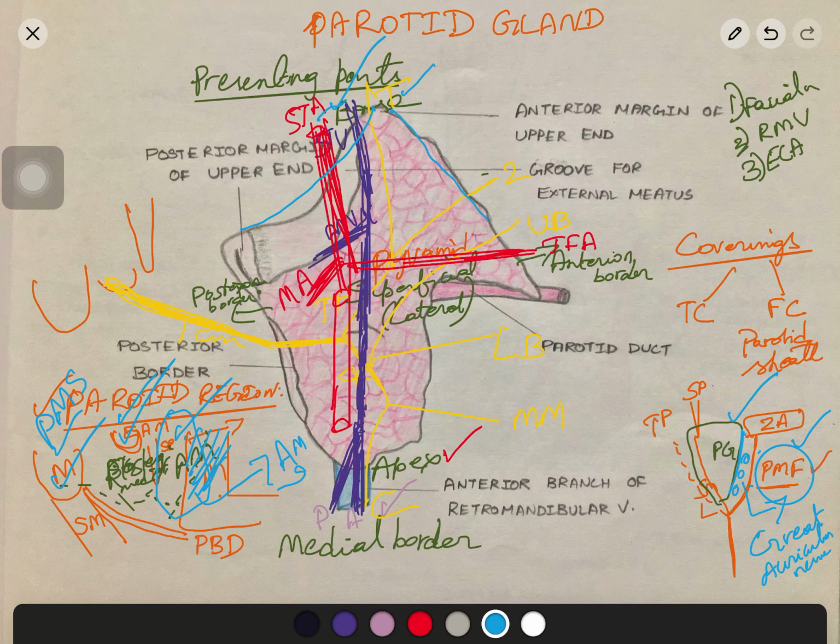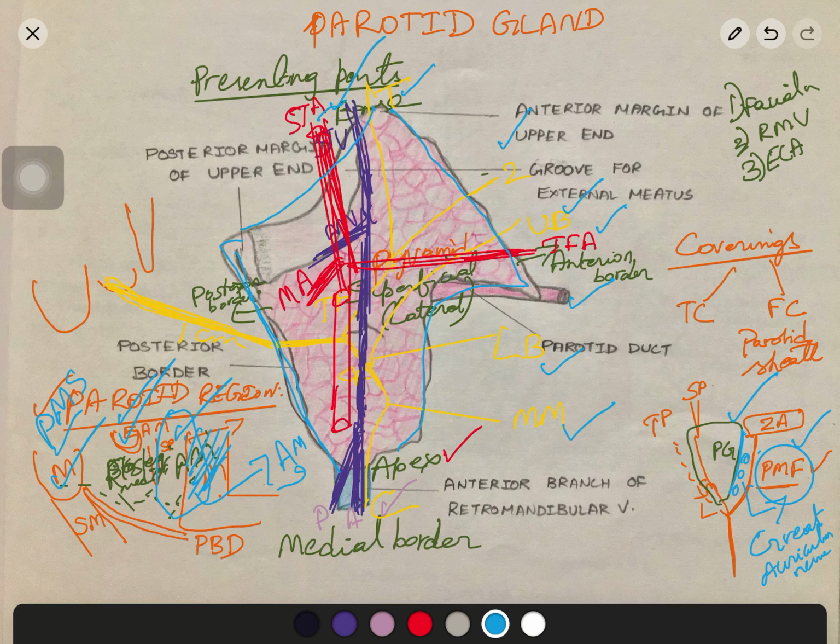Borders of the parotid gland. The anterior border is thin and rests on the masseter muscle. So this is the anterior border. It has the following structures radiating: zygomatic branch of the facial nerve, transverse facial artery, upper buccal branch of the facial nerve, accessory parotid gland if it is present, otherwise parotid duct, lower buccal branch of the facial nerve, and marginal mandibular branch of the facial nerve. So these are the structures which come through the anterior border of the parotid gland.